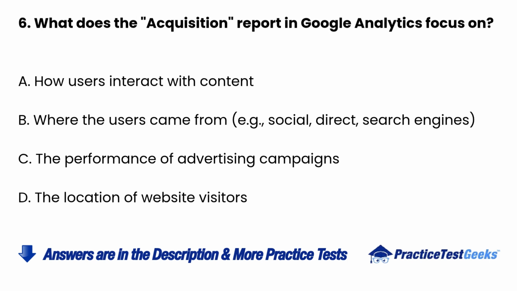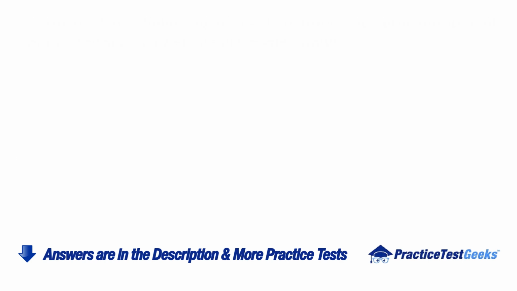6. What does the acquisition report in Google Analytics focus on? A. How users interact with content. B. Where the users came from, e.g., social, direct, search engines. C. The performance of advertising campaigns. D. The location of website visitors.